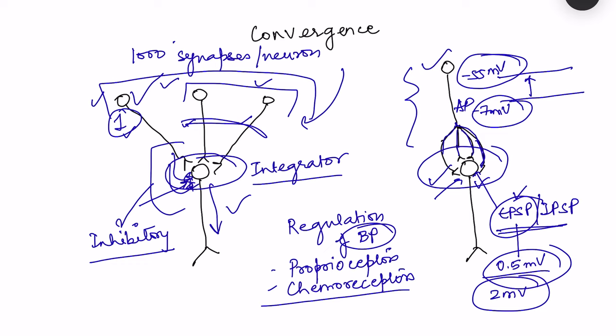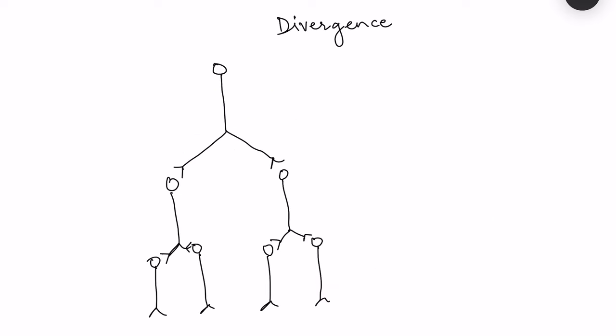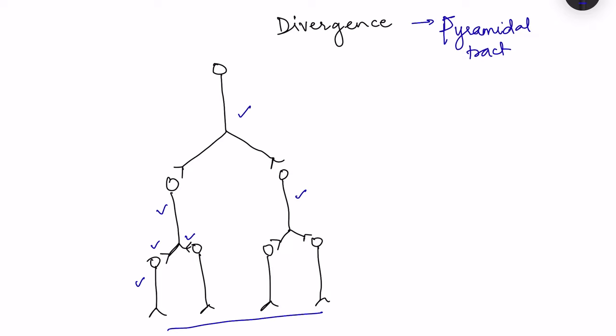Let's move on to the next property, that is divergence. So here again there is a schematic diagram of divergence. Now one common example of divergence is seen in a descending pathway, that is the pyramidal tracts. And what is this divergence? You see that first a single axon divides into two nerve terminals and makes contact with two neurons, which further divide and make contact with two other neurons. So this is divergence of the information from a single neuron to many other neurons. And as I told you, this is seen in the pyramidal tract.